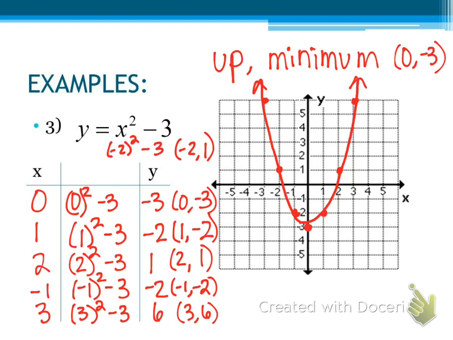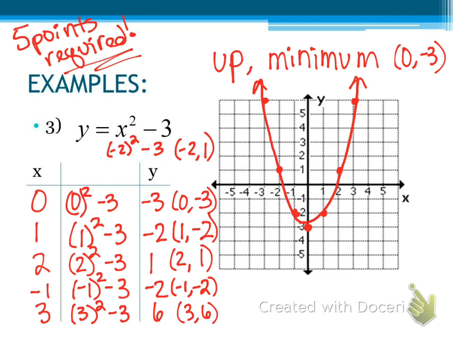We ended up with 7 points on here. That's fine. We just did a little extra. Okay, so if you want to write that off to the side somewhere, like 5 points required for these graphs, that might be useful. Ready for the next one?